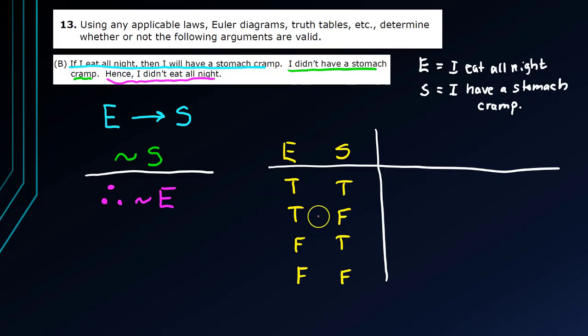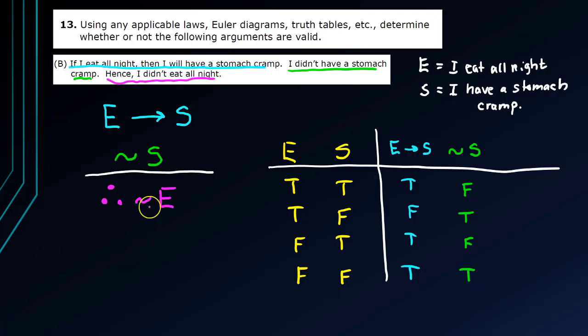And first I'm going to look at, okay, well, if E, then S. So again, if E, then S, this will be true, this will be false, these 2 will be true because the only time you're going to have false is if the E is true and the S is false. So this is what I get for the truth table for that. My next statement I'm assuming to be true is S is not true. I don't have a stomach cramp, so I'm going to have the negation of these. So that's going to go false, true, false, true.